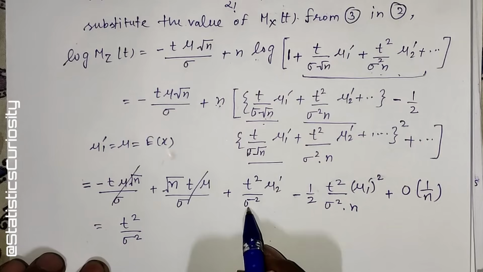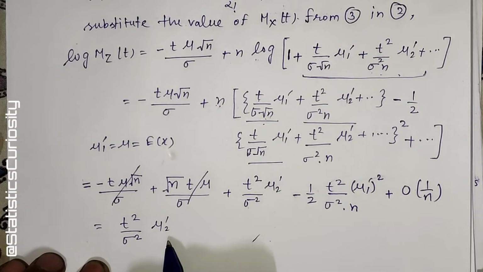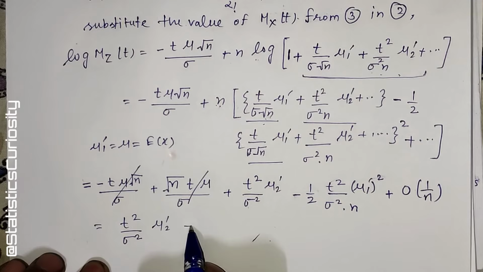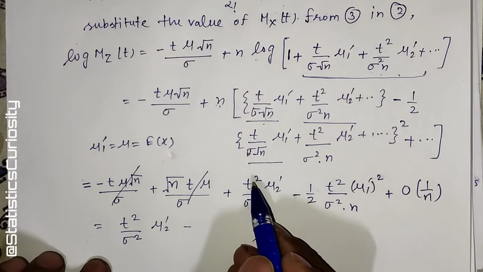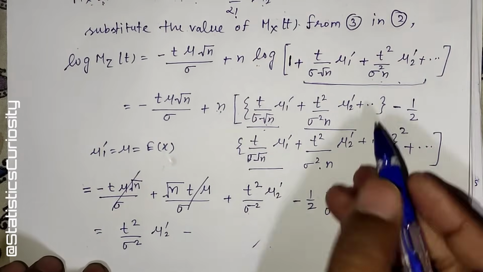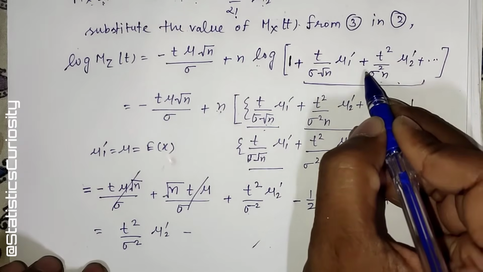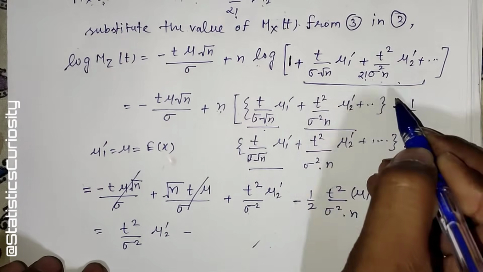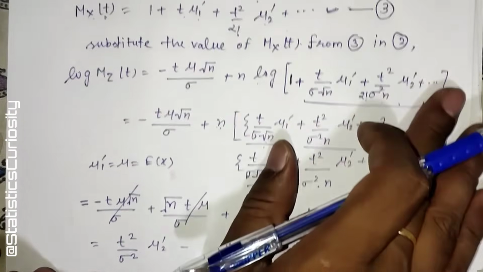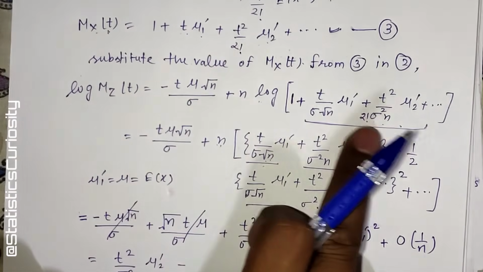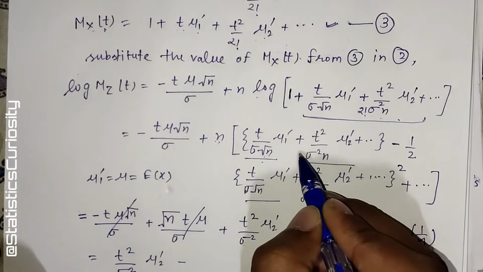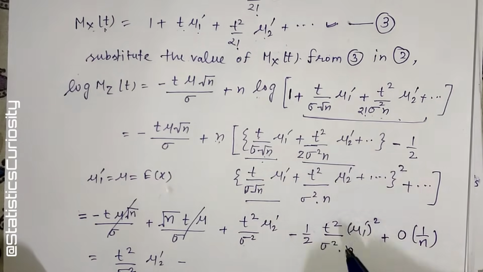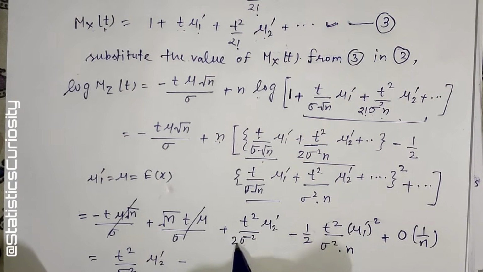t square divided by sigma square, mu 2 dash minus, we should also have 2 factorial here. From this equation 3, t square divided by 2 factorial, we also have 2 factorial. So that 2 factorial will also be written as 2 in its denominator. This 2 will also be there in this term.